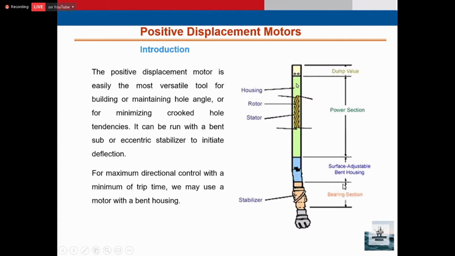The second section is called the power section. It's composed of the motor, rotor, and stator. The third section is the surface adjustable bent housing. The surface adjustable bent housing is designed to make the building of the angle.